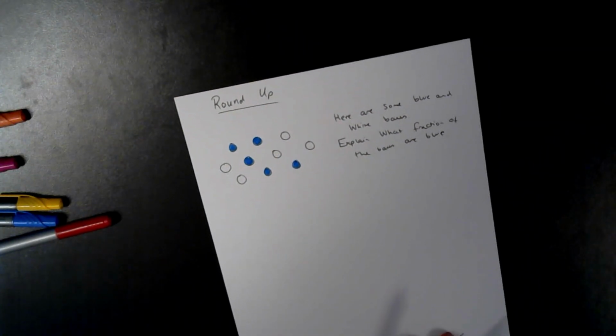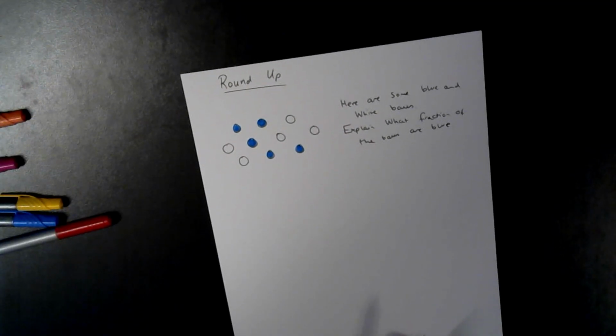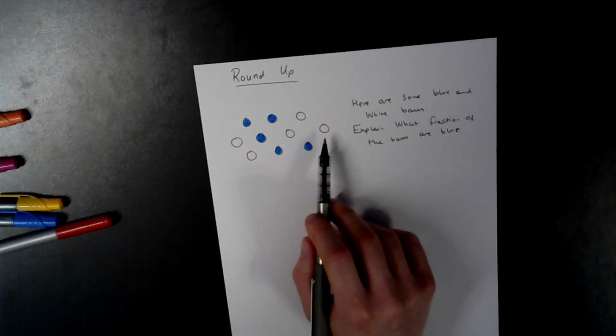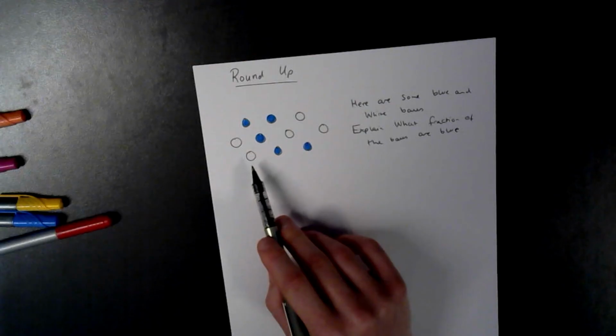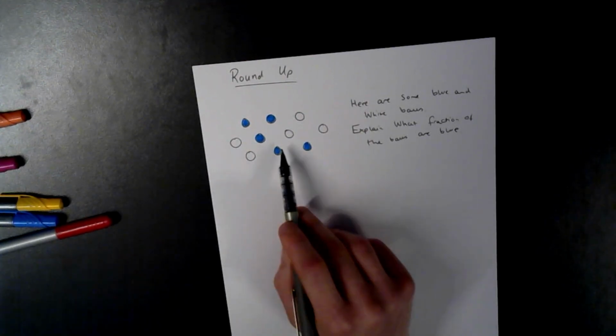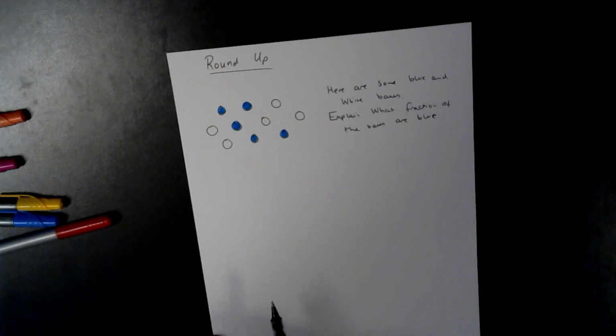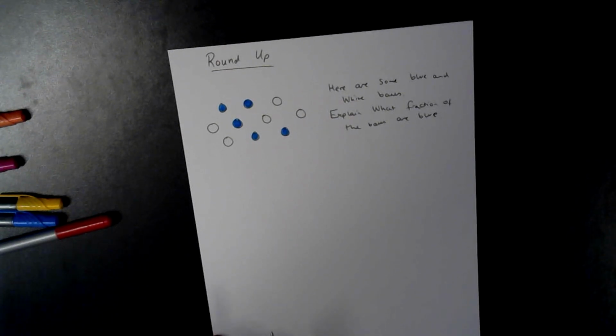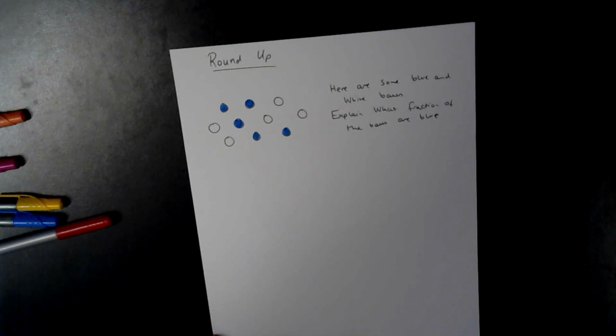Okay, so just to round up what we've learned in this video, I want you to have a go at this question, which is, we've been given some balls, they're blue and they're white. So we've got some blue balls here and there's some white balls there. And I want you to explain to me what fraction of the balls are blue. You can explain it how you want. Just try and make a sentence or a couple of sentences to explain the answer that you get. So pause the video and give it a go.